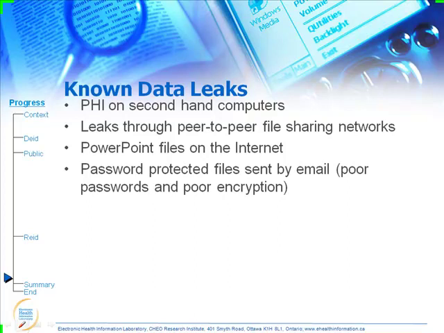There are other ways, of course, that data can leak. I mean, we hear about data breaches that are inadvertent or deliberate. I'll just go through a few other examples that we found. We found that there's a lot of personal health information on second-hand computers. So we bought a bunch of second-hand computers across the country and looked for PHI, and for about 10% of them we were able to find PHI.